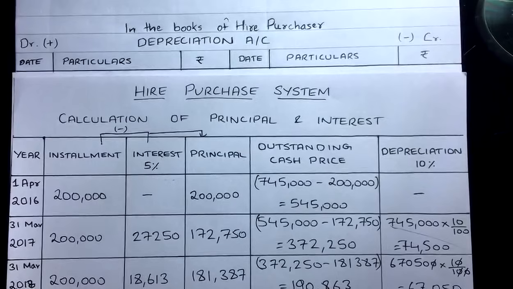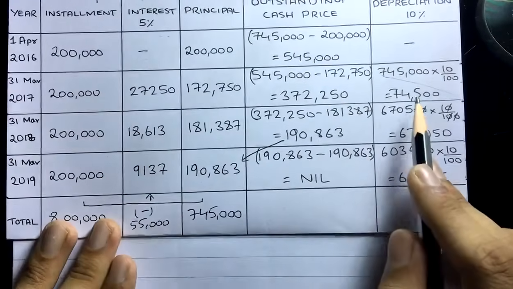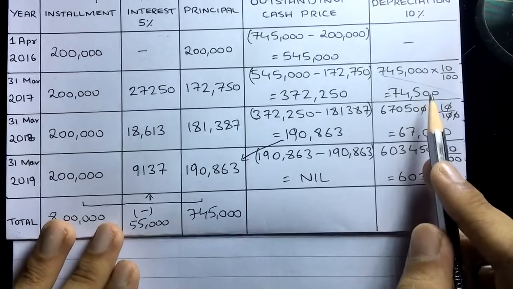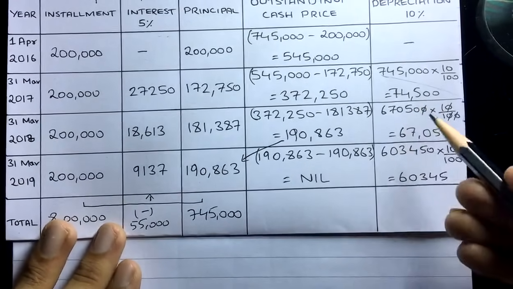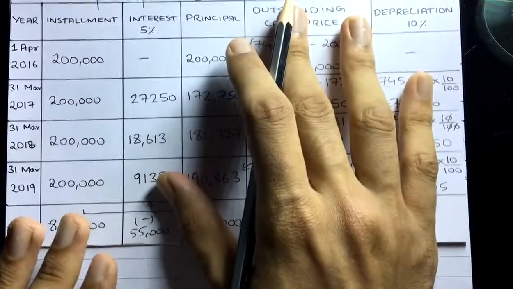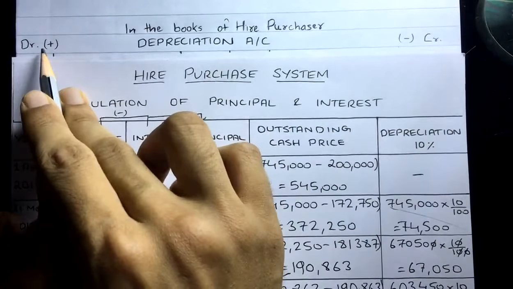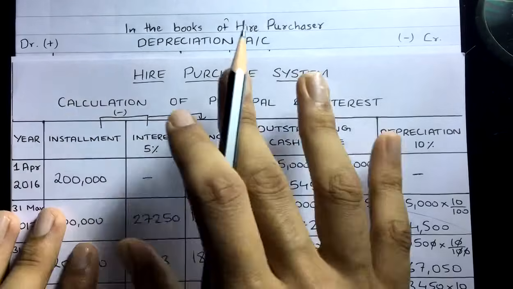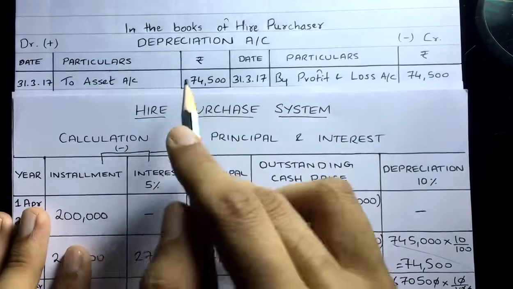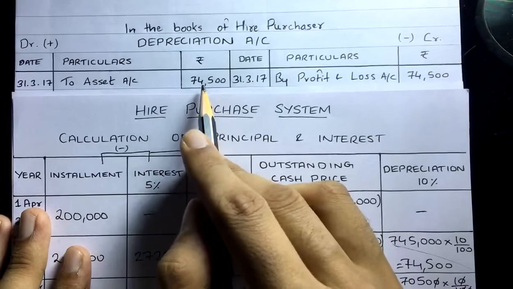See, at the end of the first year, what happened? At the end of the first year, in 2017, 74,500 depreciation was generated. So depreciation increased by 74,500 because of the fall in the value of the asset. So depreciation increased, debit, because of the fall in the value of the asset. So to asset account 74,500.